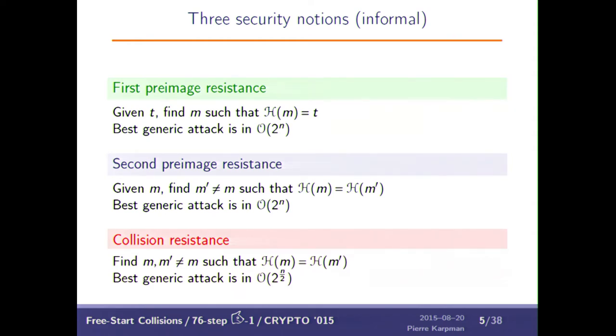And then we have collision attacks, which are sometimes ill-defined, but we want to find two messages that hash to the same value without any condition on the messages beforehand. And thanks to the birthday paradox, we can do this in 2 to the n over 2.